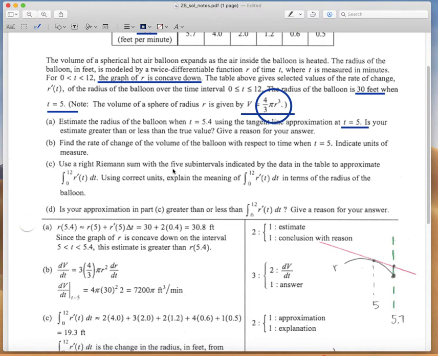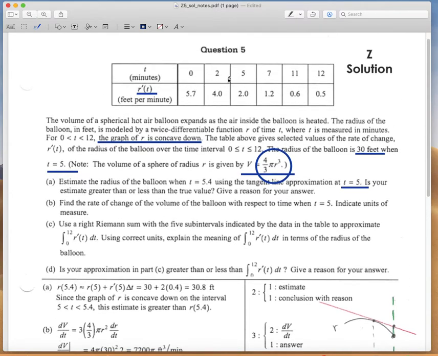A right rectangular sum with 5 intervals indicated by the data to approximate the definite integral from 0 to 12 of r prime. So I need to find the integral of this function right here, r prime, on this interval, the integral from 0 to 12. So I'm going to make rectangles. And what kind? Right ones.